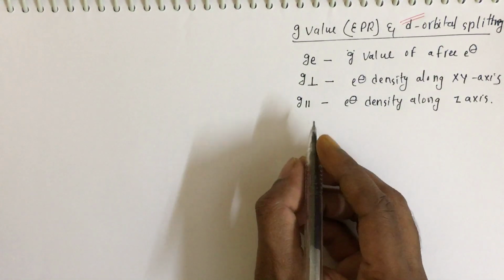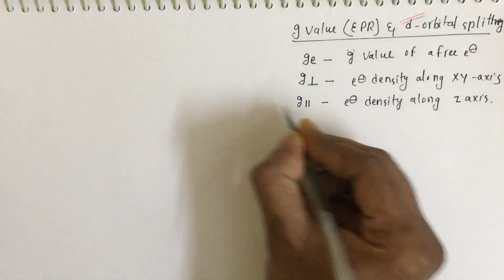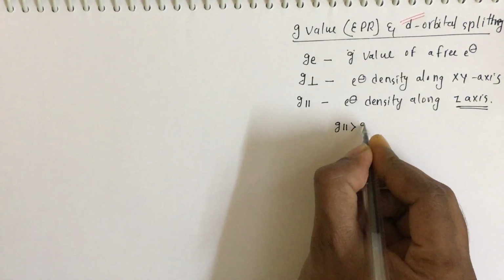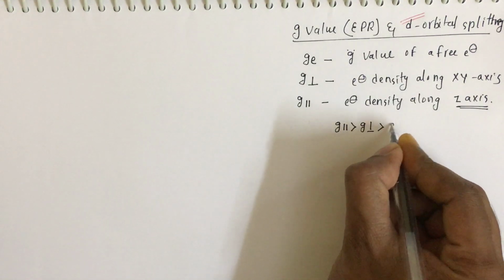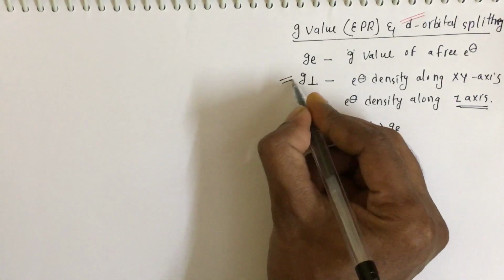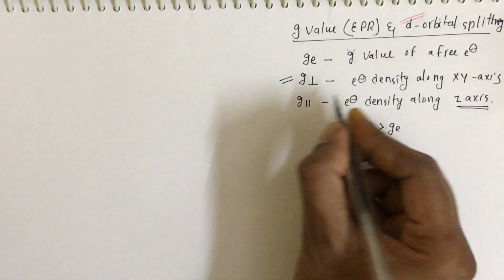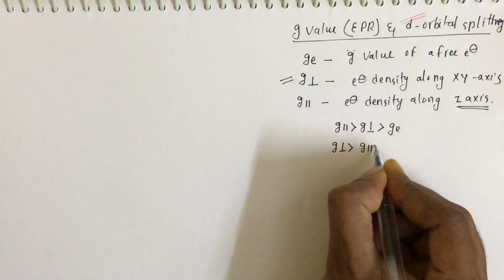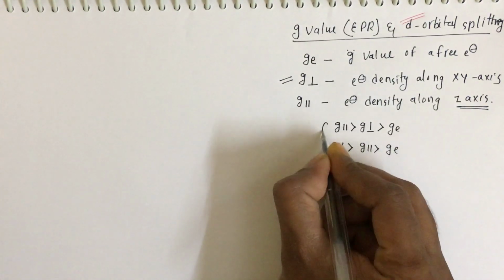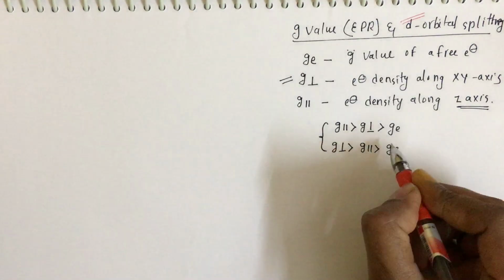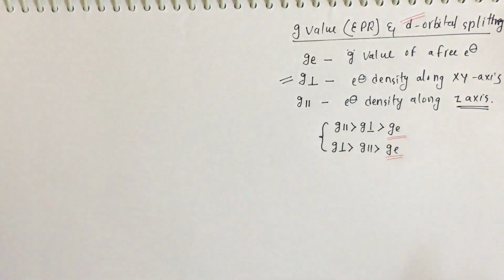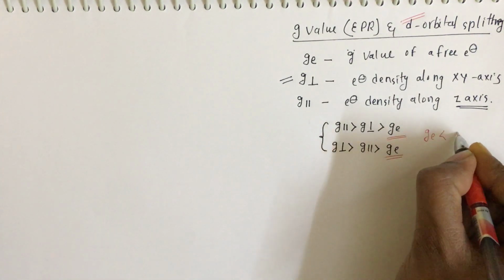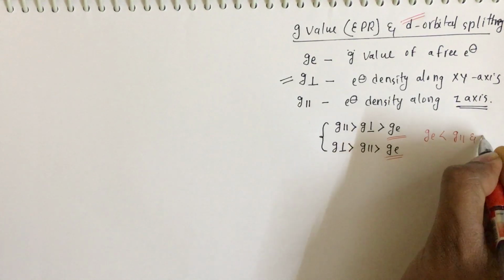If the electron density is more in the Z axis, then G perpendicular is greater than G parallel, and it's greater than GE. If the electron density is greater in the XY axis, then it will become G parallel, G perpendicular and GE. So these are the two conditions which are possible. In both conditions, GE is coming last. So always remember GE is less than G parallel and G perpendicular.